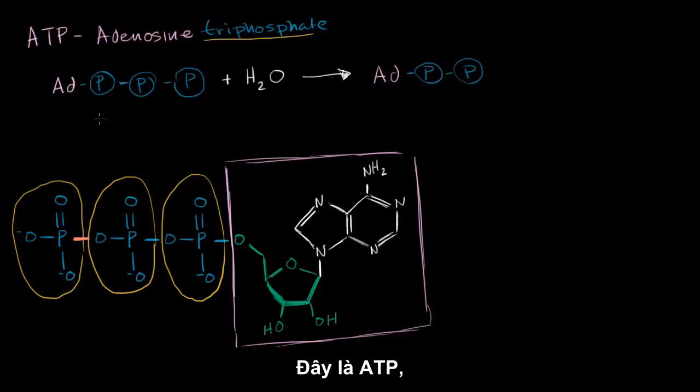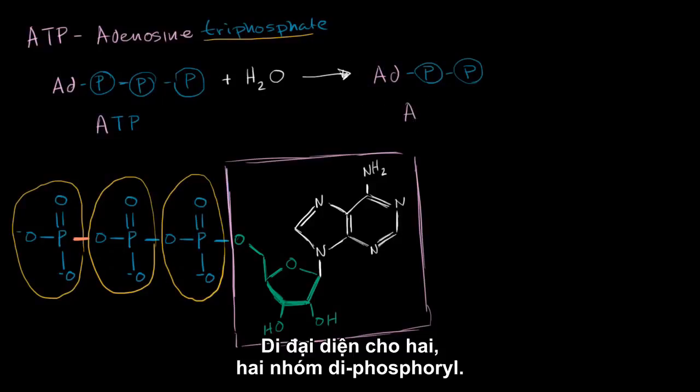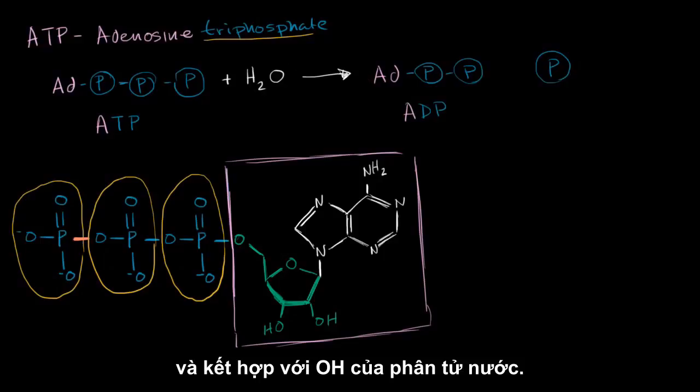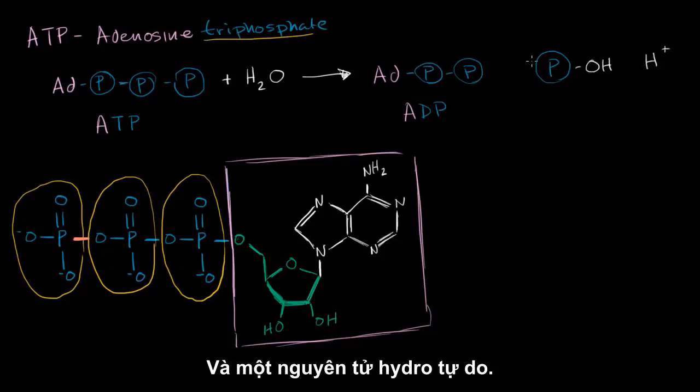Actually, let me write this down. This is ATP right over here. And this right over here is ADP, di for 2 phosphoryl groups, adenosine diphosphate. And then this one got plucked off, or it pops off, and it's now bonded to the oxygen and one of the hydrogens from the water molecule. And then you could have another hydrogen proton.